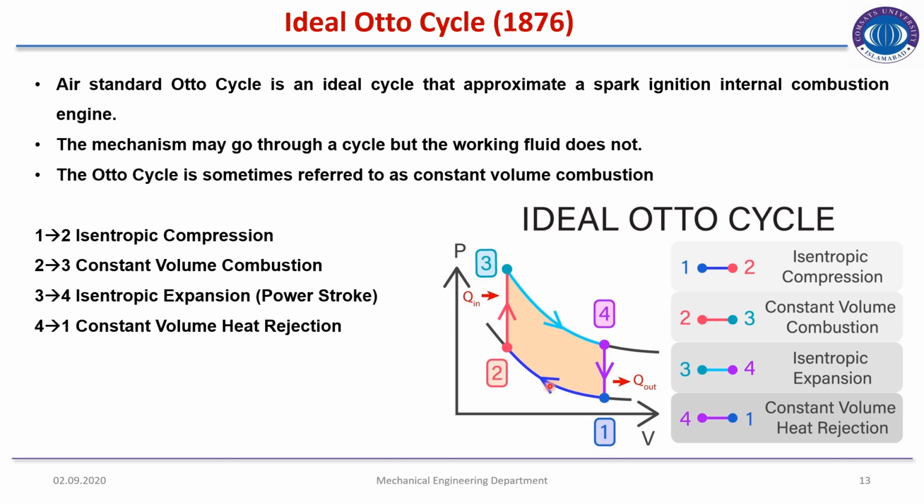So this is a PV diagram. From process 1 to 2, this is isentropic compression. From 2 to 3, this is constant volume combustion. So here you see volume is not changing whereas pressure is changing. From 3 to 4 is an isentropic expansion. So this is a power stroke. In this stroke from process 3 to 4, the power is transferred from the combustion, and the chemical or thermodynamic energy is transferred to the piston. And from 4 to 1, this is the constant volume heat rejection process.